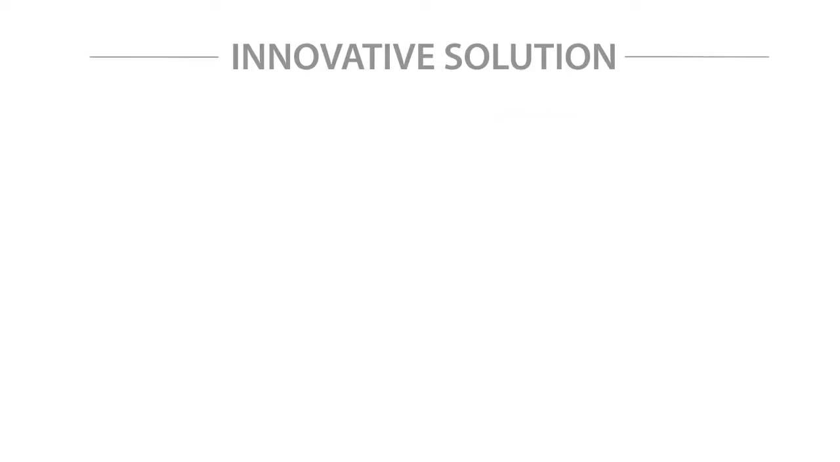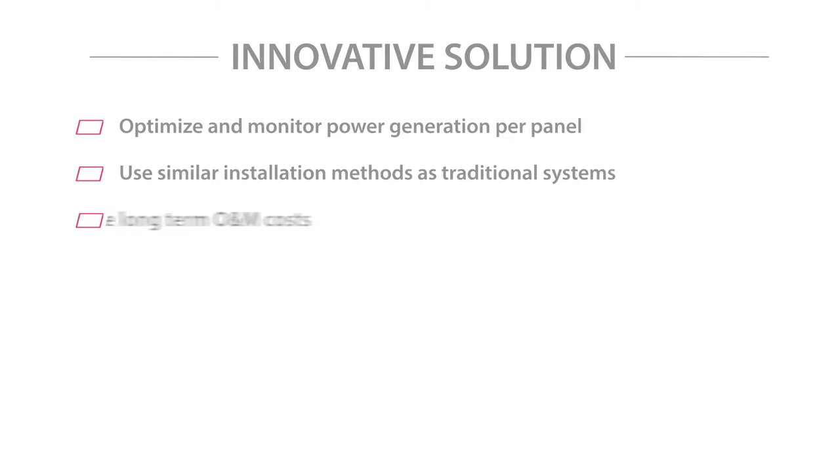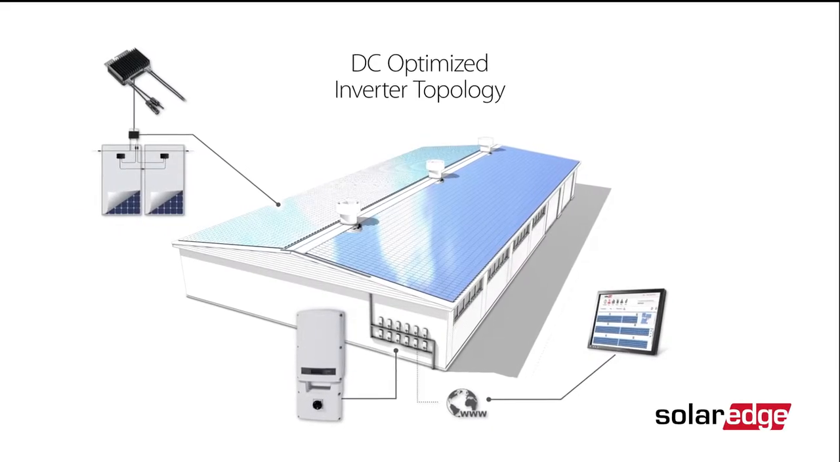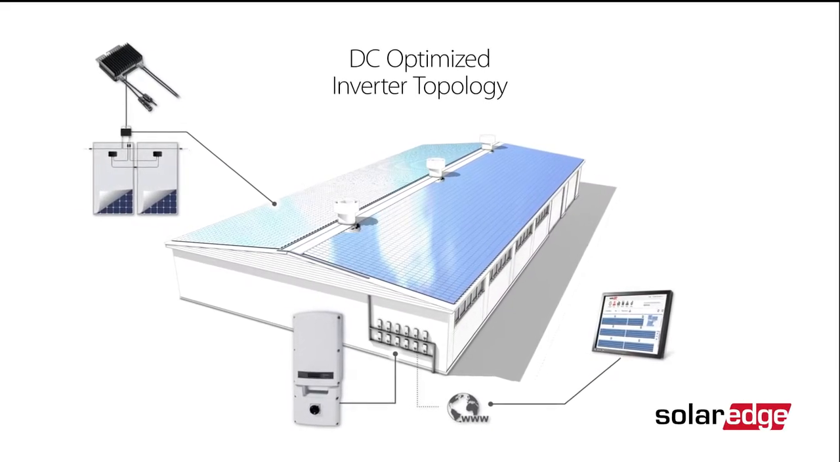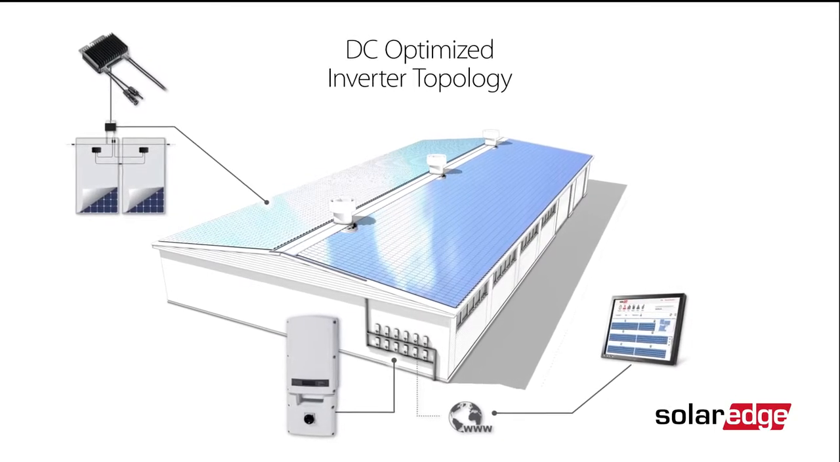When we started to develop the SolarEdge solution, we looked at the challenges posed by traditional systems and defined three goals: to optimize and monitor power generation of each panel, to use the same installation methods and components used to install traditional inverter systems, and to minimize long-term operation and maintenance costs. So, we developed a topology that meets all of these goals: the SolarEdge DC Optimized Inverter Topology.